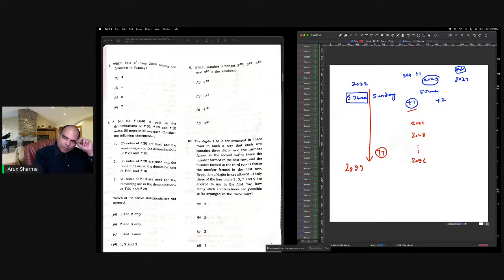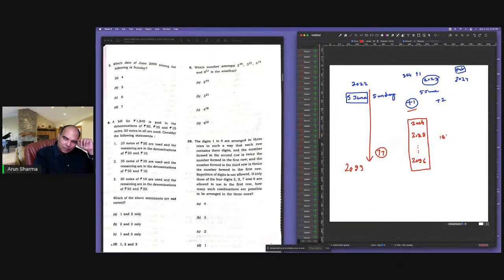So that means, agar tum log IAS officer banoge, to tab tak retire hoke tumhare pote aur potiyan bhi ho sakta hai IAS officers rahe tab tak. So kitne leap years ko girna padega tumko? So 24 to 96 is what? 19 leap years? Yeah, there are 19 leap years here.